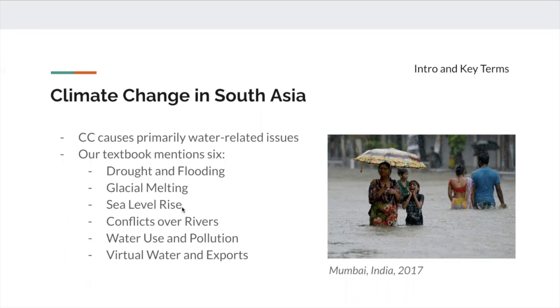South Asia is experiencing conflicts over rivers, since the region encompasses 20% of the world's population, but only 4% of its fresh water. Major rivers in the region run through multiple countries, and these countries are competing for water as a resource. Water use, as this region is still urbanizing, and virtual water. Most water in this region is used to create agricultural exports, which means South Asia is a large exporter of virtual water.